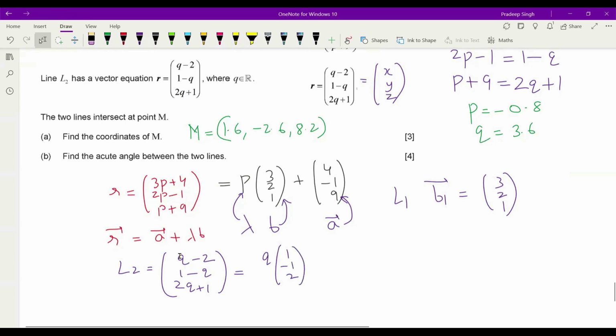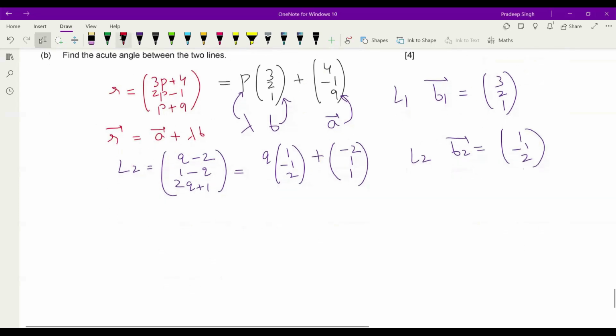Notice in the x component, we have 1 into q. In the y component, we have a negative q. That's why we have placed a -1 sign here. And for the z component, you have a 2 in front of a q. So that's why this. And all the other numbers will form the A vector, -2, 1, and 1. That's why for the second line, the B2 vector comes out as 1, -1, and 2.